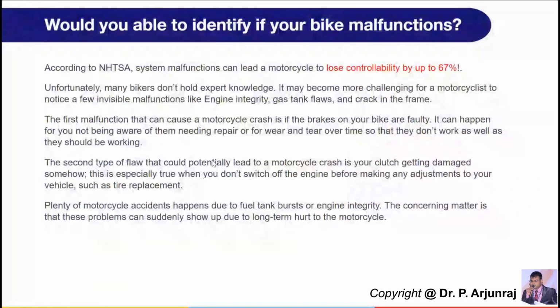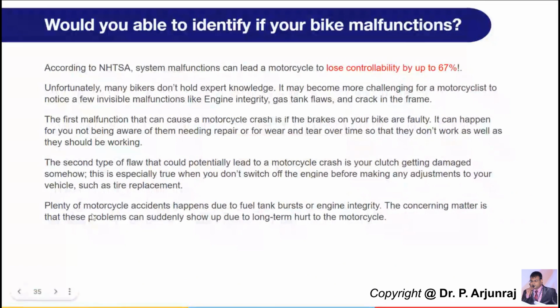And again, the second flaw that you're talking about can also potentially lead to a motorcycle crash if your clutch is getting damaged somehow. Okay, and say for example, if you have a faulty clutch and you don't switch off the engine before making adjustments to your vehicle, and even a tire replacement for that matter. See, it's not only because of one reason. There can be an integration of two or three issues. Here they have taken a combination of two issues, like one can be the tire issue, and another can be the clutch issue.